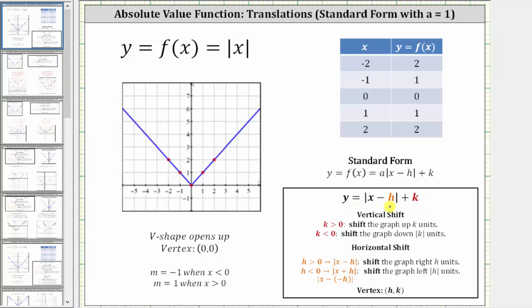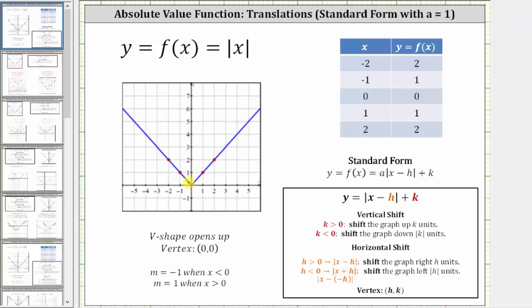Before we discuss how h and k affect the graph, there are a few things we should notice about the graph of the basic or parent absolute value function shown here on the left. Remember, if we're ever not sure how to make a graph, we can always make a table of values to graph the function. Notice how the graph of the absolute value function is a V-shape. In this case, it opens up.